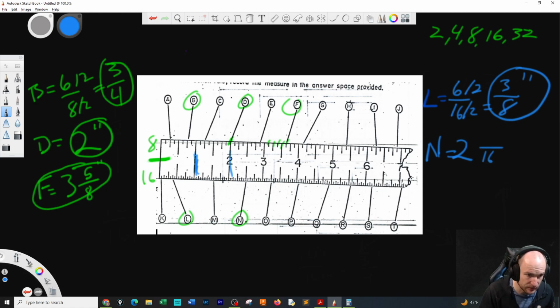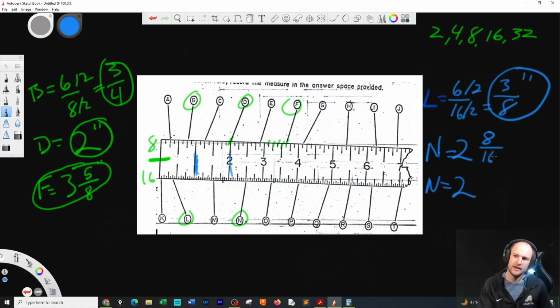So looking at this, I'm going to count 1, 2, 3, 4, 5, 6, 7, 8. So it's 2 and 8/16. Okay, so I'm going to put N down here because the answer is going to keep going. So N is 2 for a whole thing, and then 8/16.